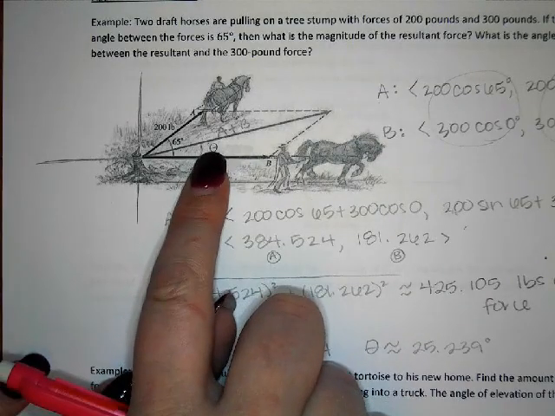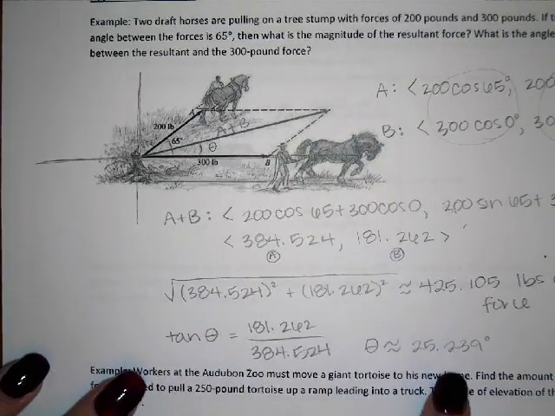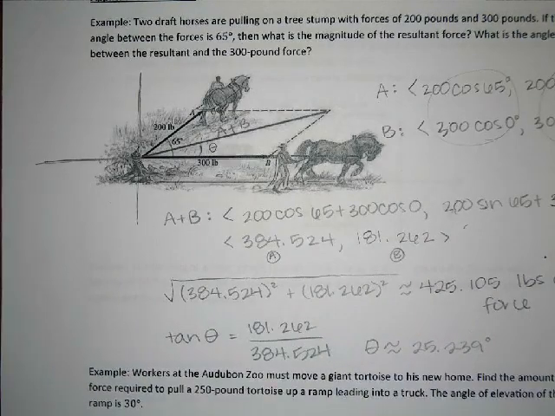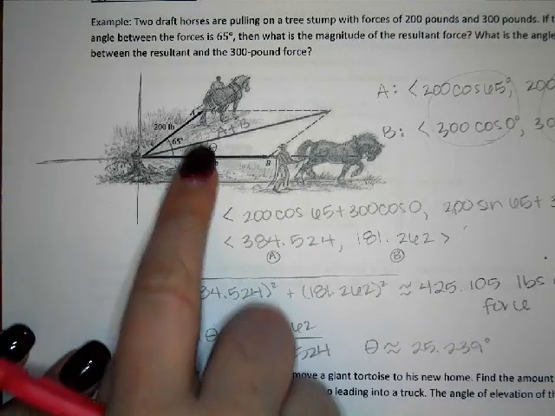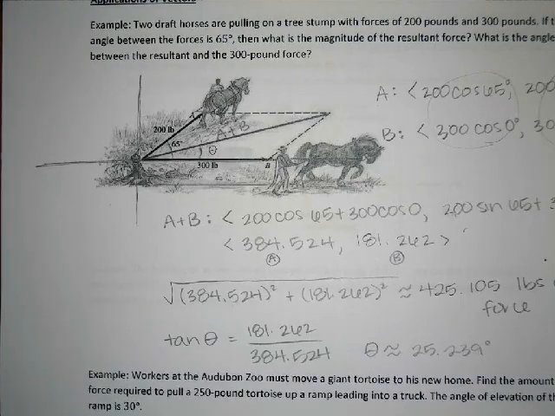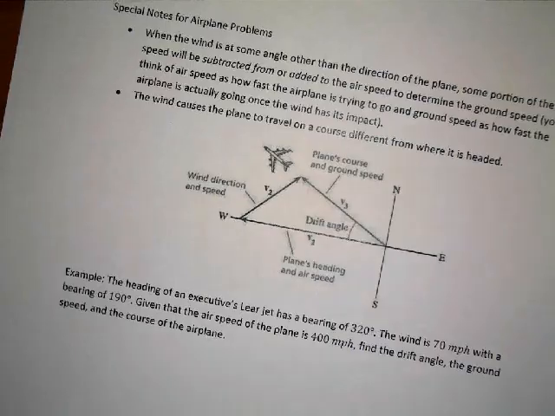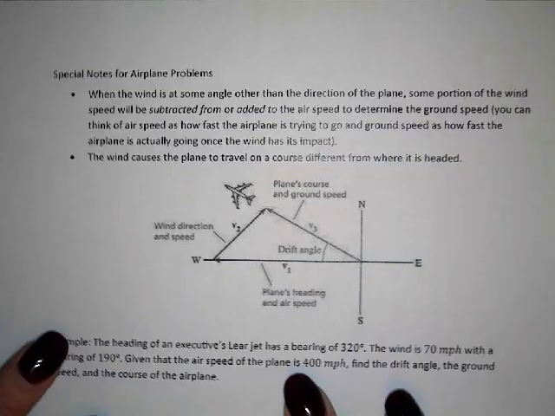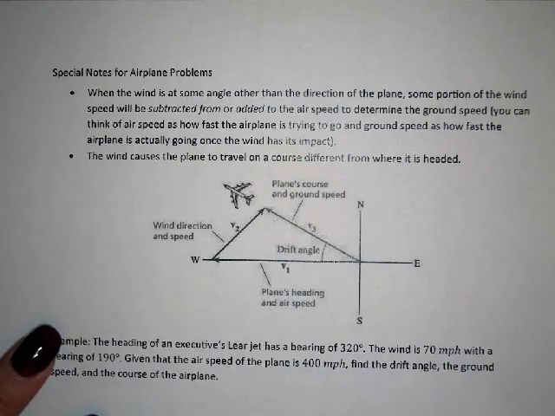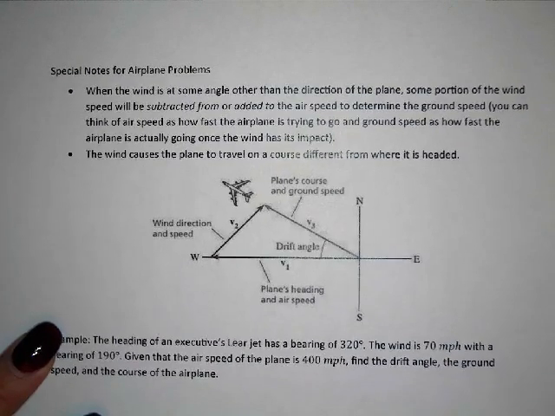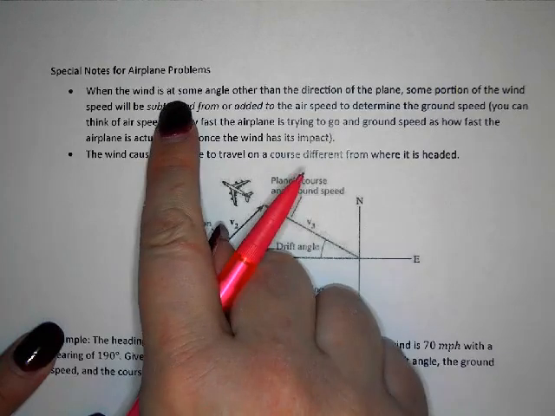Okay, we're going to skip this problem for right now and move on to the next one. So in vector application problems, it is very common to see problems that have to do with airplanes. Okay, so there's a few things that I wanted to point out when you're dealing with airplane problems. The first is that when the wind is at some angle other than the direction of the plane, which is like the majority of the time, some portion of the wind will either be subtracted from or added to the airspeed to determine the ground speed.